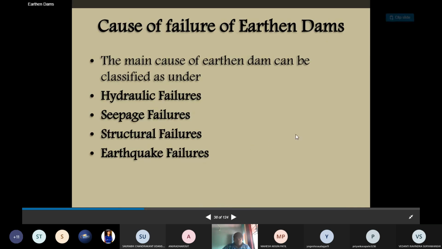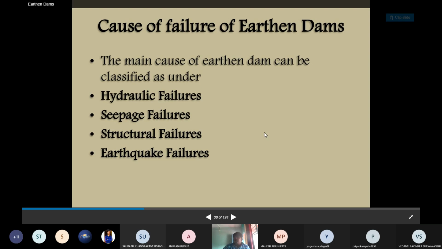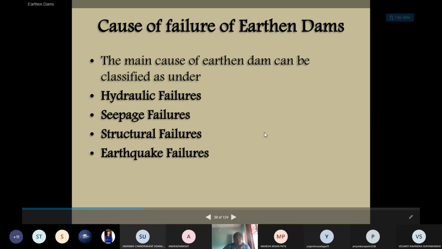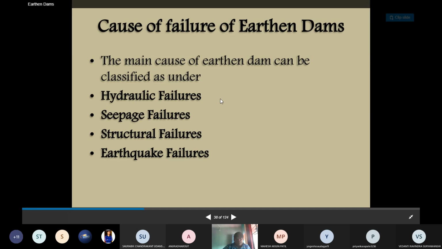Now the main causes of earthen dam failure can be classified under four categories. We consider earthquake failure mostly in earthquake-prone areas. Many dams have failed because of earthquakes, and some scientists have found that reservoir-induced seismicity can also cause dam failure. So: hydraulic failure, seepage failure, structural failure, and earthquake failure.